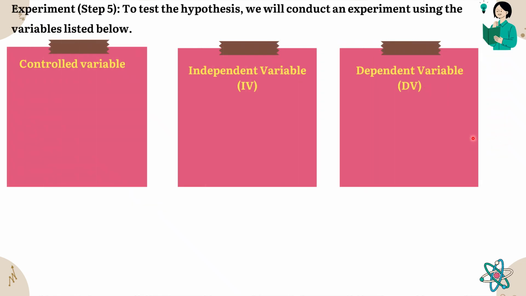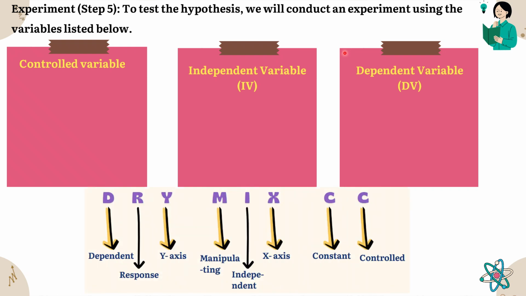Now, after the hypothesis, the next step is to test the hypothesis, whether whatever I am thinking at this point is absolutely correct, or whether there is any other explanation. In order to conduct an experiment, I have to decide the variables, that is the control variable, independent variable, and dependent variable. To determine these three variables, I'm going to use the same trick that we learned in the previous session.